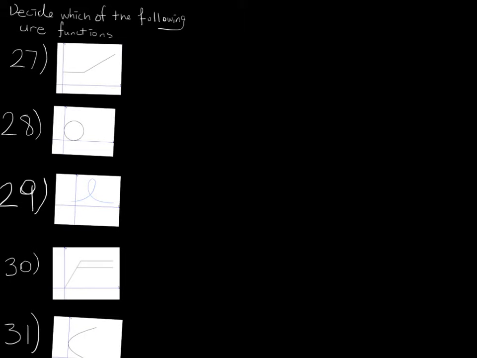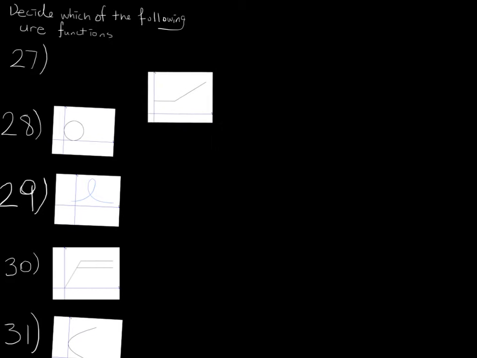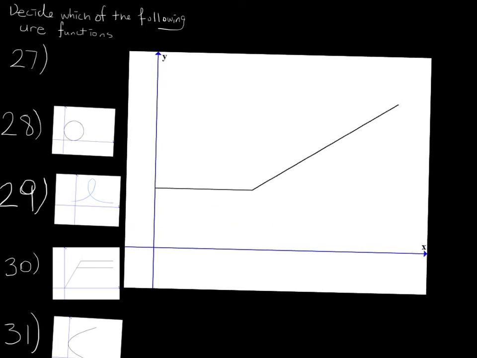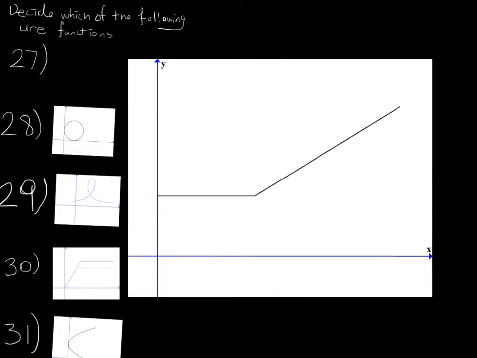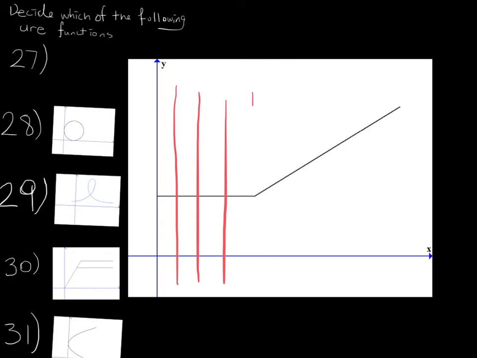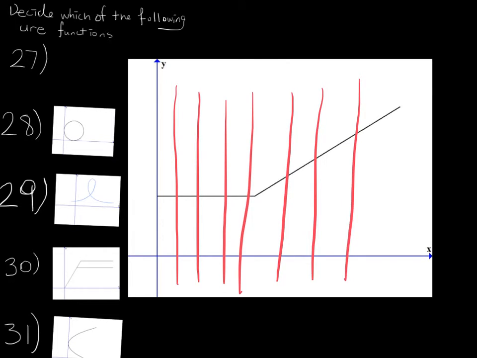For problems 27 through 32, we need to decide if the following curves are functions. This boils down to the same process for each one. We're going to use the vertical line test. That is, we're going to draw vertical lines through every point of the curve, or at least an approximation of every point of the curve, and make sure it only hits the curve at most one time. In this case, it does, so this is a function.